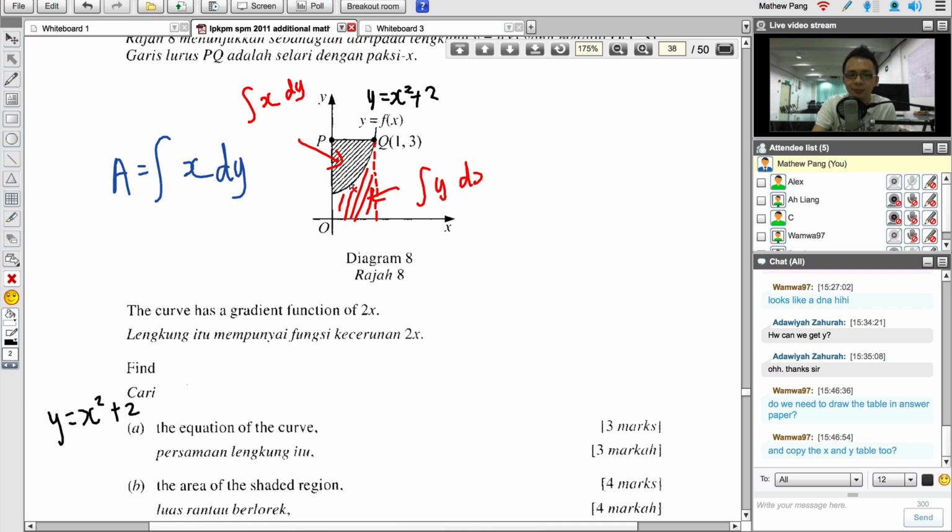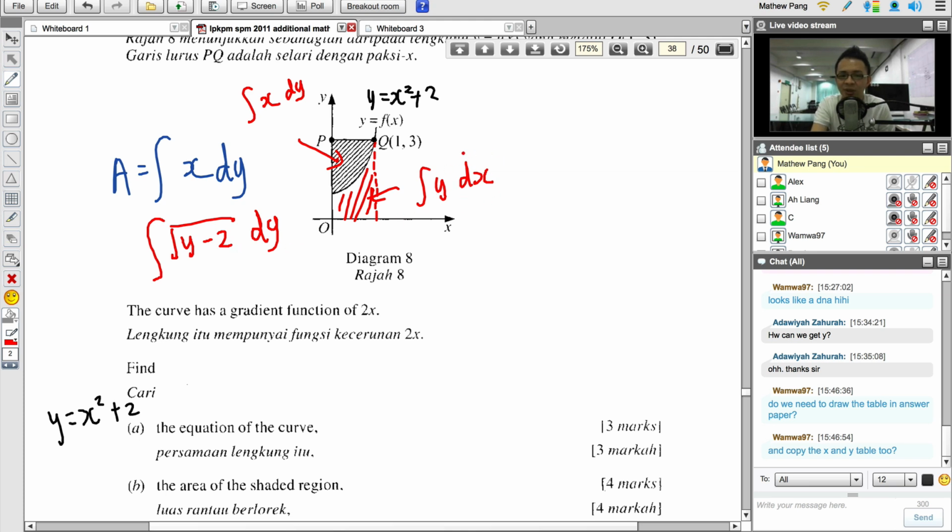Okay, so of course, if you ask me, I would say using the rectangle minus the red color one is easier, because for this one you want to make x the subject. Your x will equal the square root of y minus 2, because you move the 2 to the other side and then you move the square to the other side. You got this one. So then you have to integrate this one. A lot of students might make mistakes when they integrate such a difficult thing. Alright, so I will do this method first.